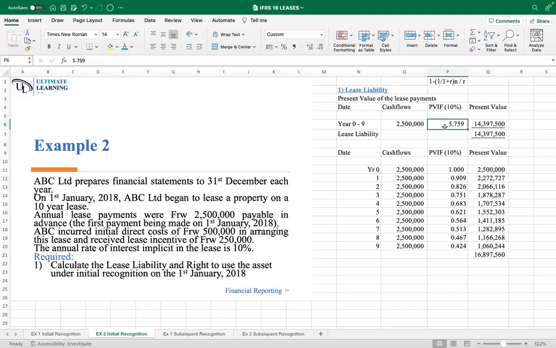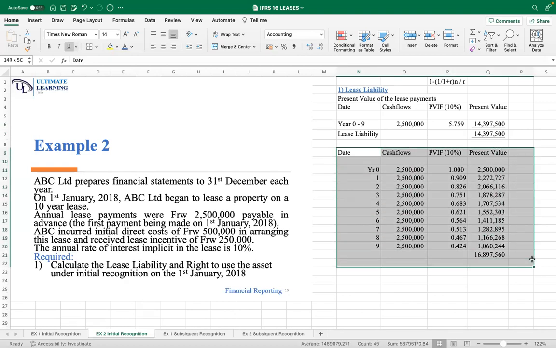Remember, I used exactly 5.759, yet it was supposed to be 1 minus, into bracket 1 divided by 1.1 raised to power 9, close the bracket, everything divided by 0.1. So it was giving us 5 point, a very long figure. So if we had not rounded off, we should have got the same answer. But that you covered in managerial finance.